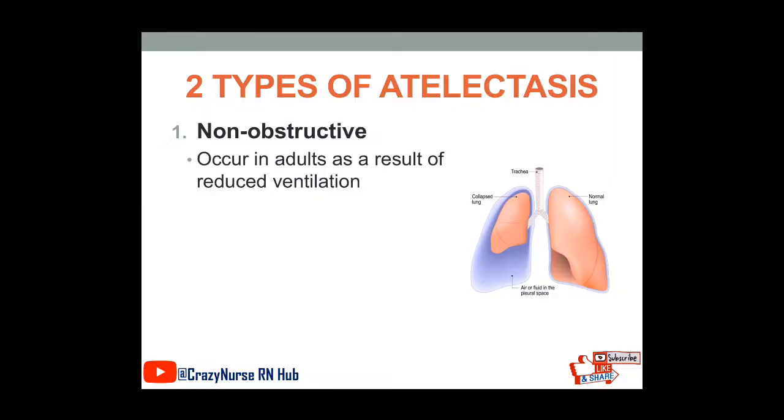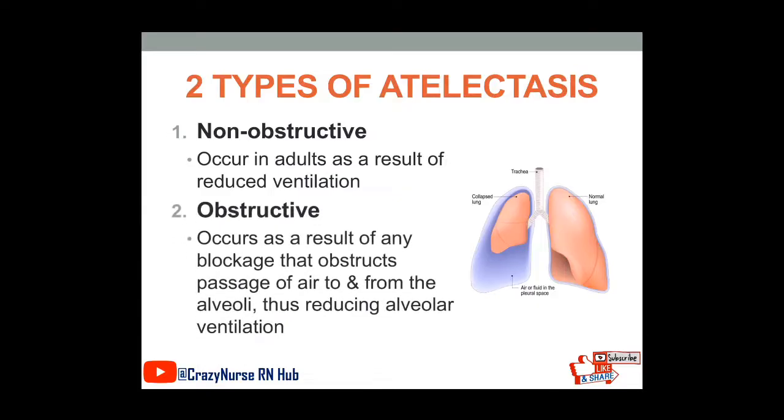First, we have the non-obstructive. It occurs in adults as a result of reduced ventilation. We also have obstructive. It occurs as a result of any blockage that obstructs passage of air to and from the alveoli, thus reducing alveolar ventilation. Obstructive atelectasis is the most common type and results from reabsorption of gas. No additional air can enter into the alveoli because of the blockage.